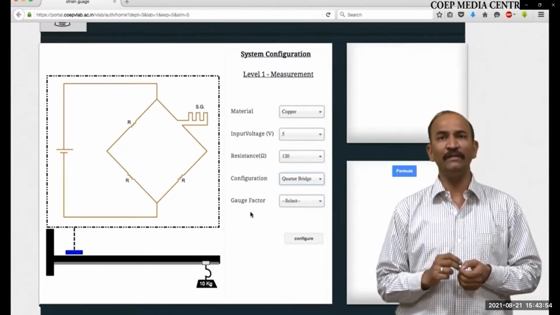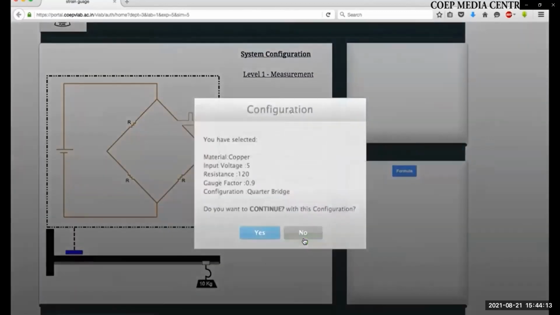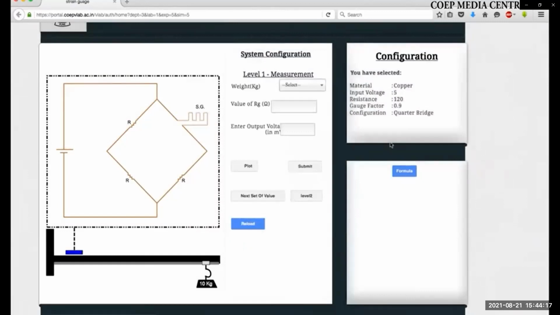You are advised to read the theory carefully, and as per your application, select whether the configuration should be quarter bridge or full bridge. Then select the gauge factor. Gauge factor varies from 0.9 to 8.5. Suppose I have selected 0.9 as the gauge factor, and then configure the entire system. Once you have configured it, you will say yes. It indicates that the material of construction is copper, input voltage is 5 volt, resistance is 120, gauge factor is 0.9, and quarter bridge you have selected.